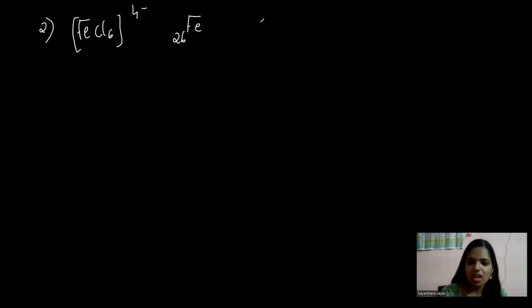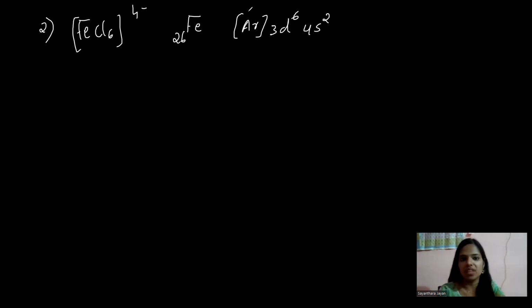You have to know the configuration: argon 3d 4s, right? So 4s orbital gets filled first, 3d6 4s2. Clear? Okay, argon is 18, then 20, then 26. Okay, so 3d6 4s2 is the configuration of neutral iron atom.